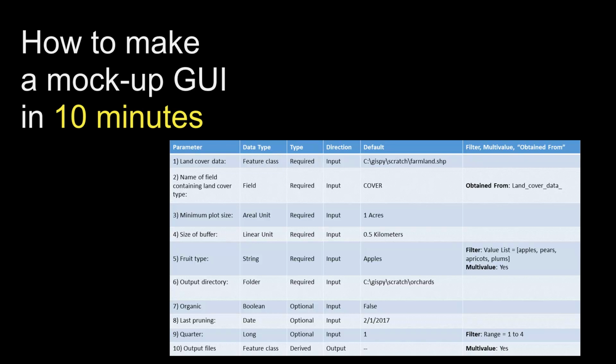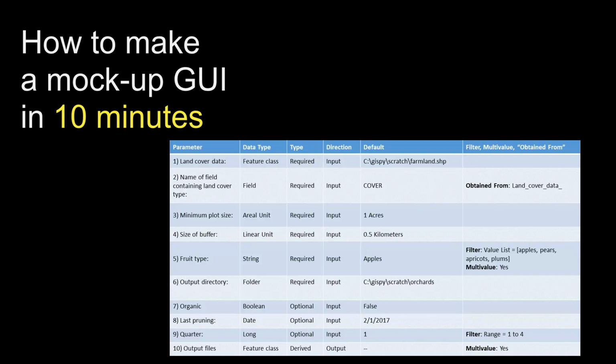Last, after watching this video, you'll have some ideas about how to use filters to specify a set of choices for the user. Multi-value determines whether the user must select exactly one of the choices or should be allowed to designate multiple items. And finally, you'll see if you want to use the obtain from property to automatically populate one parameter based on another.